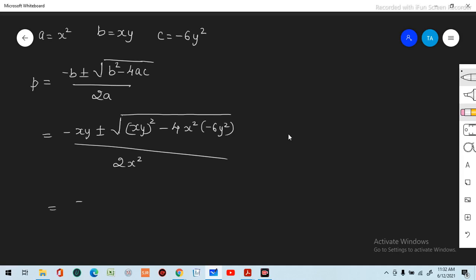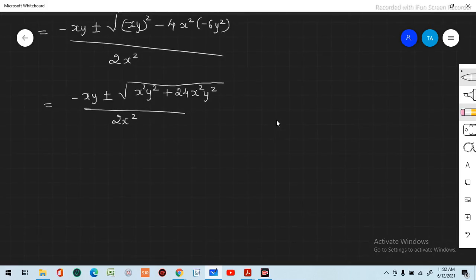Now it is equal to minus xy plus or minus square root of this. I can write it as x square y square, minus of minus plus 6 fours are 24, 24 x square y square, square root, divided by 2x square. Okay, now this is equal to minus xy plus or minus square root of 25 x square y square, divided by 2x square.